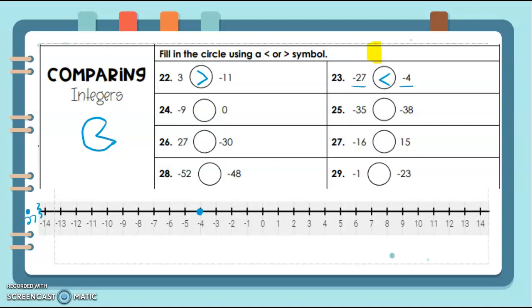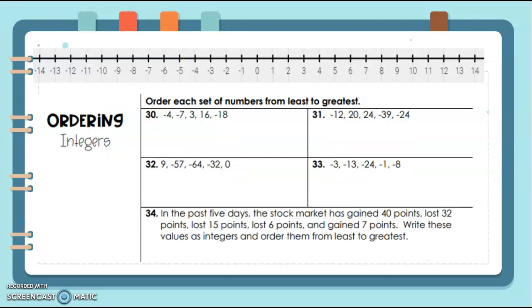Okay, negative 9 and 0. Negative 9 is smaller than 0 or less than 0. Then we're comparing negative 35 and negative 38 on a number line. We would have the negative 38 here, and then the negative 35. So the more you travel to the left, the smaller the numbers are. So negative 35 is greater than negative 38. You can think opposite. Okay, fill in the rest, 26 through 29. You can go ahead and check your work. Press pause if you need to.